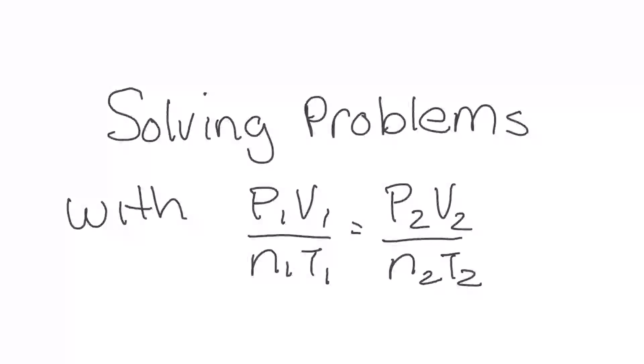Today's lesson is on solving problems using the equation P1V1 over n1T1 equals P2V2 over n2T2. These are all problems involving gases. P is pressure and V is volume, n is moles and T is temperature, like we talked about in class.